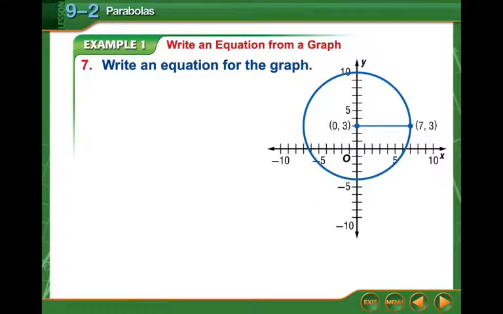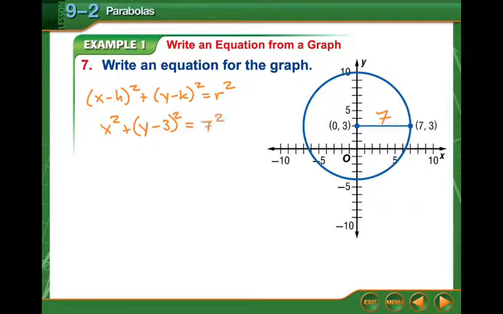So our next one, we are given the graph. We're given the center is at 0, 3. Our radius is out to 7. So 0 to 7 is a radius of 7. So we have everything we need. So our equation again, our formula, x minus h squared plus y minus k squared equal to r squared. So x minus h is going to be 0, so that's just x squared. K is 3, so that's y minus 3 squared equal to 7 squared. And again, I'm not going to bother squaring the 7. 7 squared is 49.